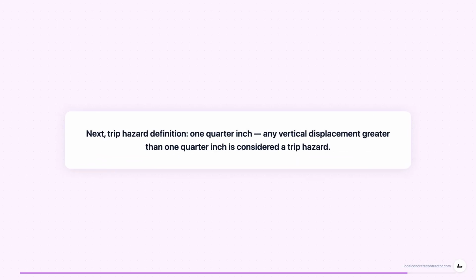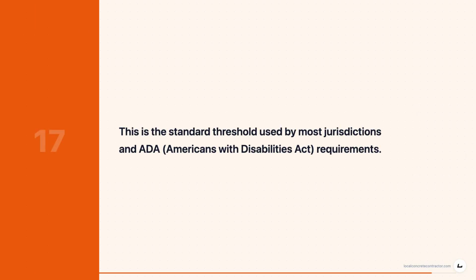Next, trip hazard definition: 1/4 inch. Any vertical displacement greater than 1/4 inch is considered a trip hazard. This is the standard threshold used by most jurisdictions in ADA, Americans with Disabilities Act, requirements.